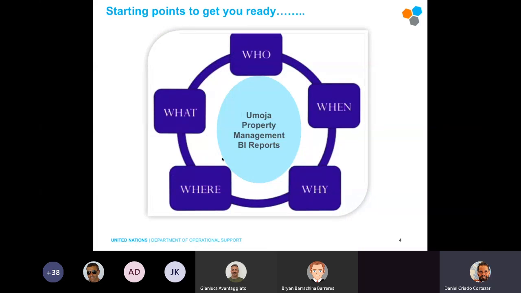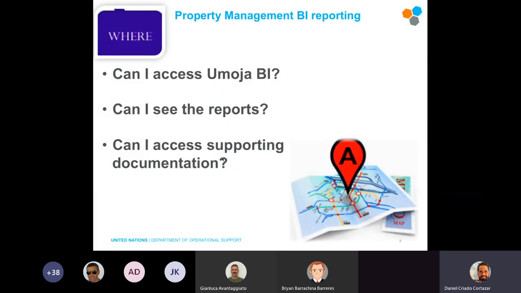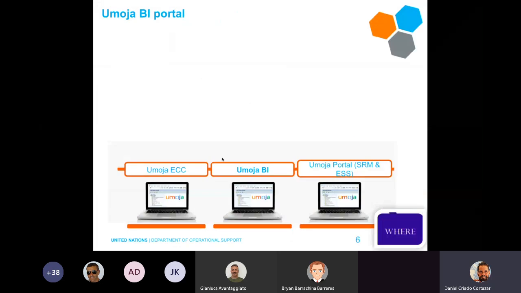But at the same time, we see that most of you may not be acquainted with BI. So the idea is to start by answering five questions on who, when, why, where, and what related to these specific BI reports. We shall start with the where. Where can I access Umoja BI in general? Where can I see the reports? Where can I access the supporting documentation related to BI? So we'll try to answer those three questions in terms of where and BI.